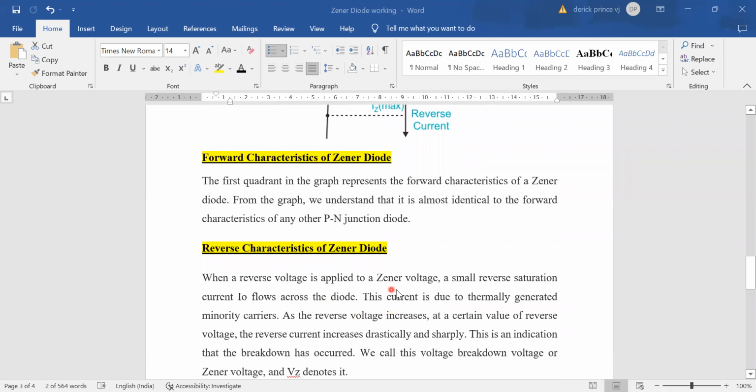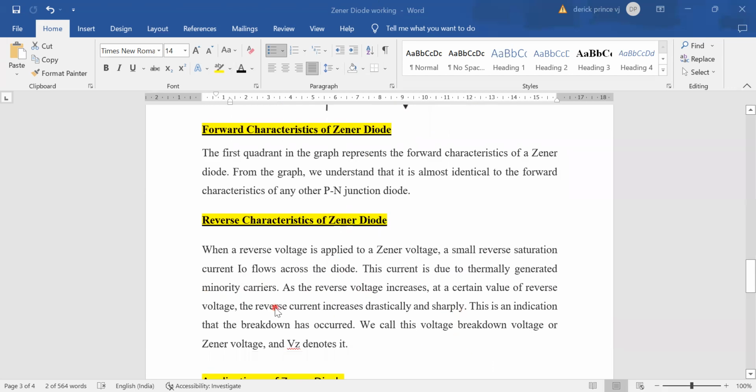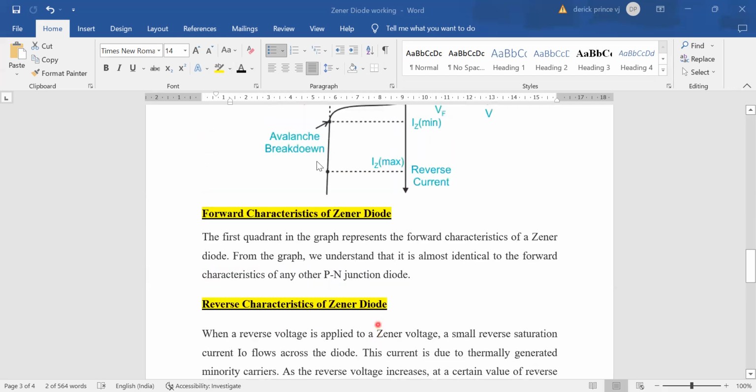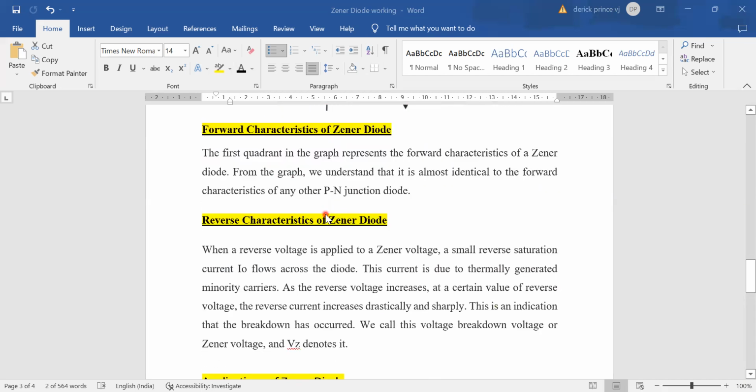When the reverse voltage is applied to the Zener diode, a small reverse saturation current I0 flows, also called leakage current. That is due to some minority charge carriers, thermally generated minority carriers. As the reverse voltage increases, at a certain value of reverse voltage, the reverse current increases drastically. This is the reverse current, and from here it is going to increase sharply.